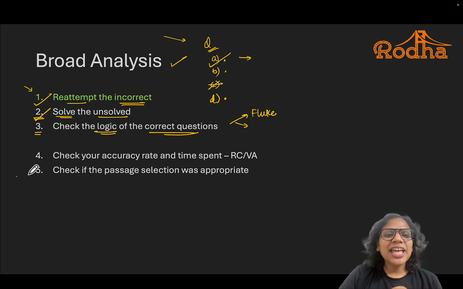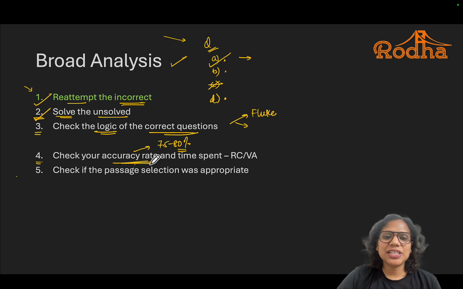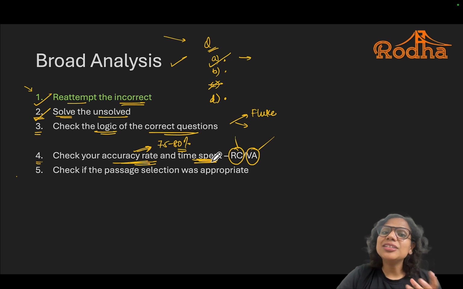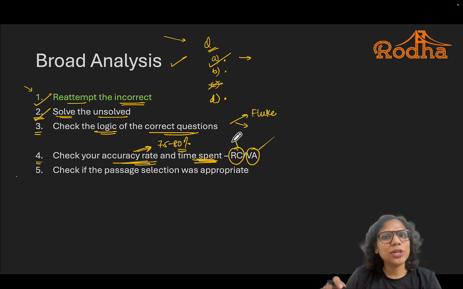Fourth, check your accuracy rate. What is our aim? We have to reach an accuracy of 75 to 80%. If currently you are at 50%, 55%, or 60%, check that accuracy rate and see where the mistakes were made, in which areas the mistakes were more, and how much time you spent on these areas. Broadly, check your accuracy rate in RC and in VA. Check the time spent in the RC section, on the 4 RCs and on the 8 VA questions.